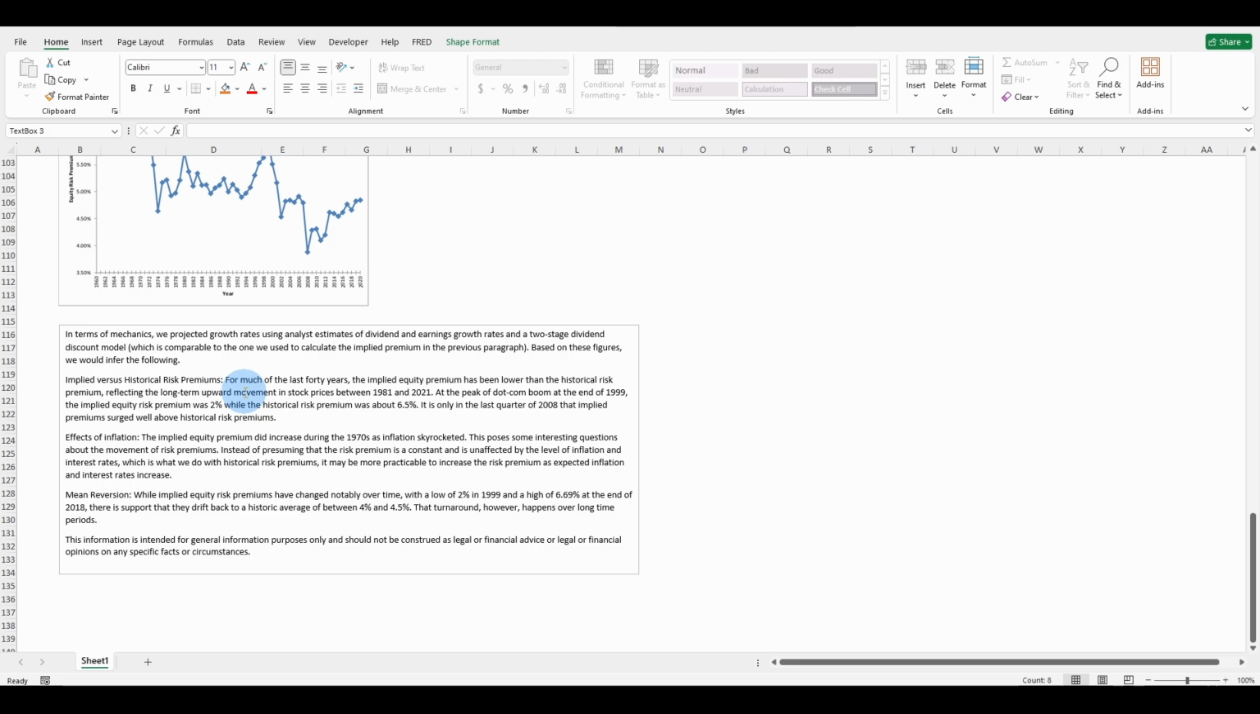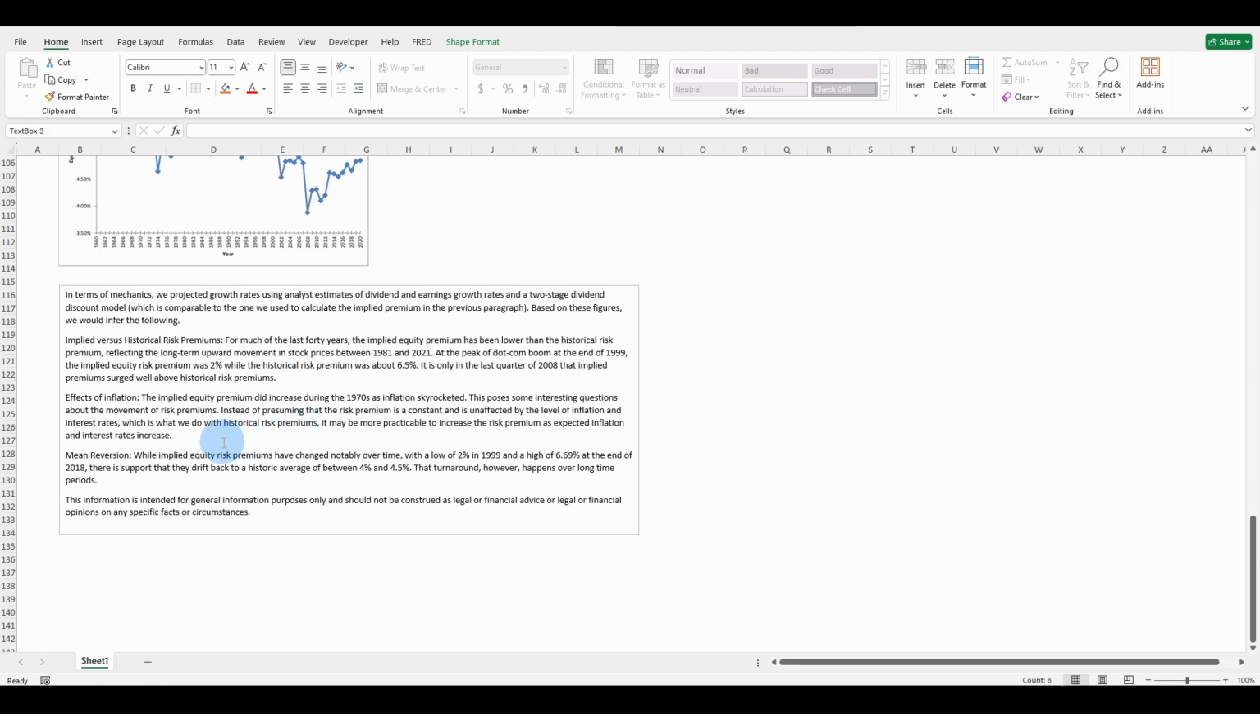For much of the last 40 years, the implied equity premium has been lower than the historical risk premium, reflecting the long-term upward movement in stock prices between 1981 and 2021. At the peak of the dot-com boom at the end of 1999, the implied equity risk premium was 2%, while the historical risk premium was about 6.5%. It is only in the last quarter of 2008 that implied premiums surged well above historical risk premiums.